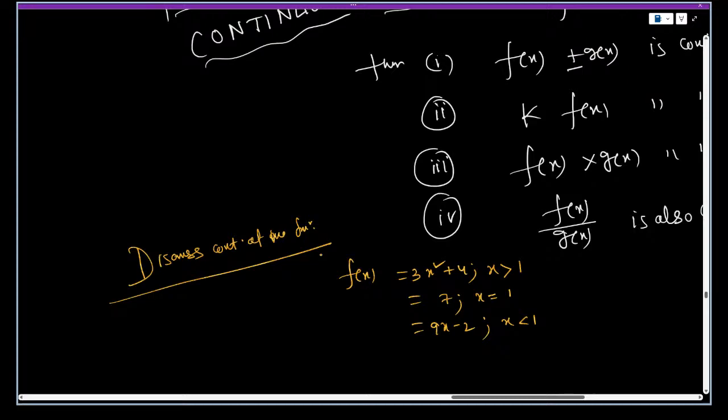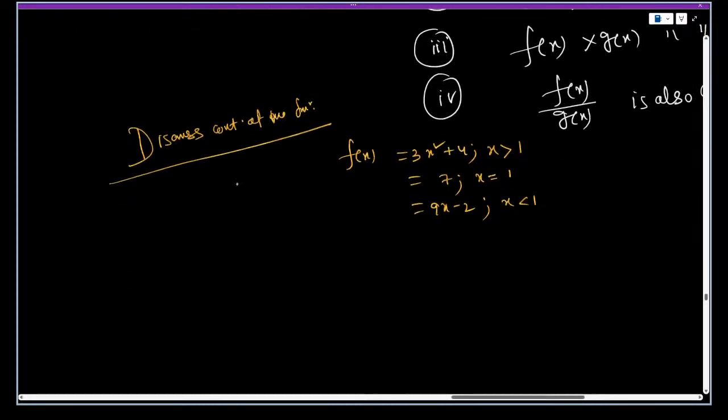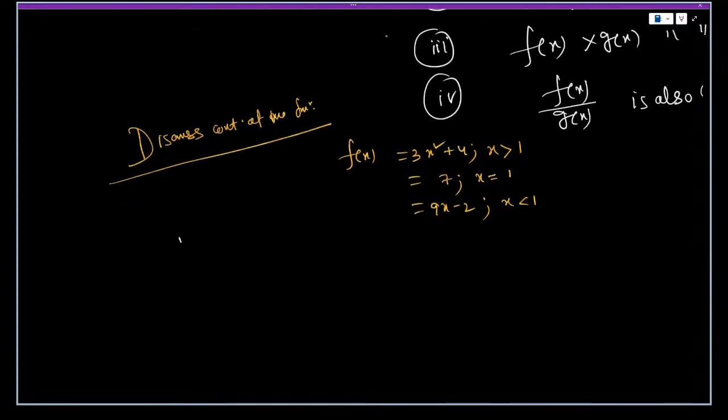They haven't mentioned to check continuity at x equal to 1. They have asked you to discuss continuity, which means you have to talk about the whole number line. Clear? So this will be continuous if, so your answer will be like this.